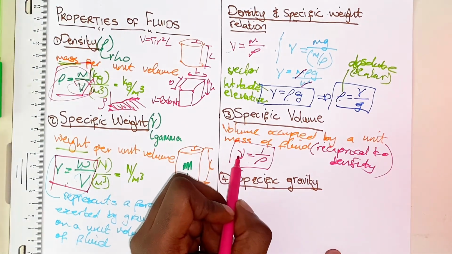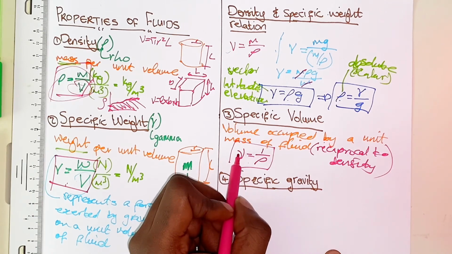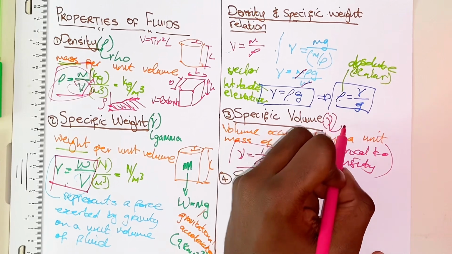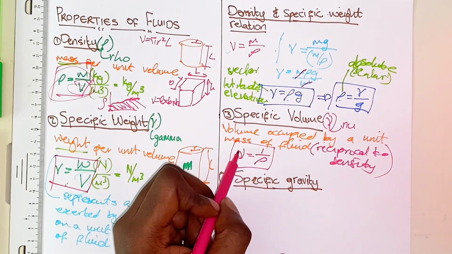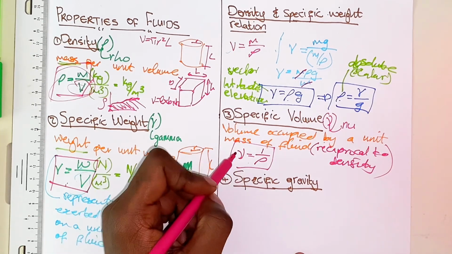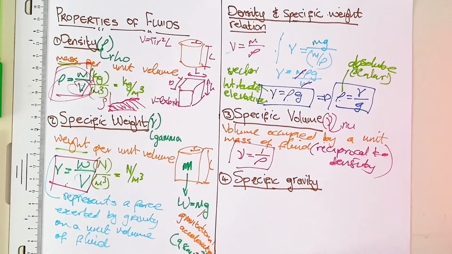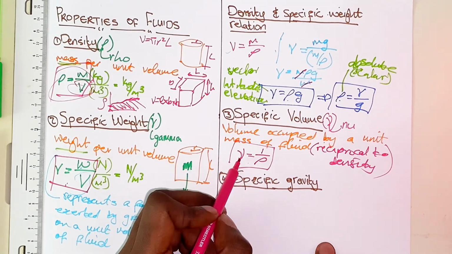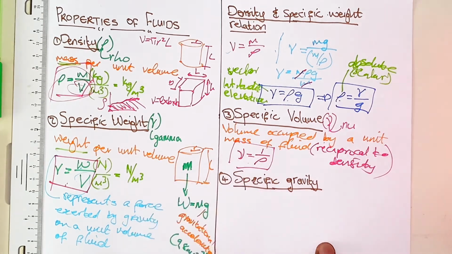Now I'm going to use V for the rest of my videos for this because it's hard to draw this. It's called nu. It looks like a small v, so I'm going to use a small v going forth because it will be difficult to write this down. But specific volume is volume occupied by a unit mass of fluid, and we find it by taking 1 over density.